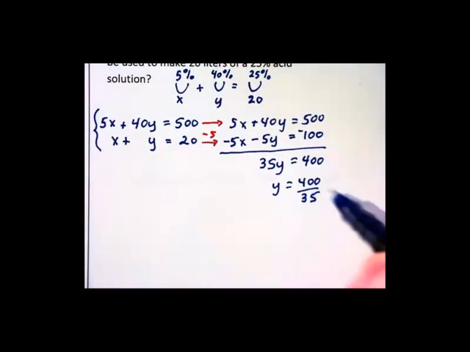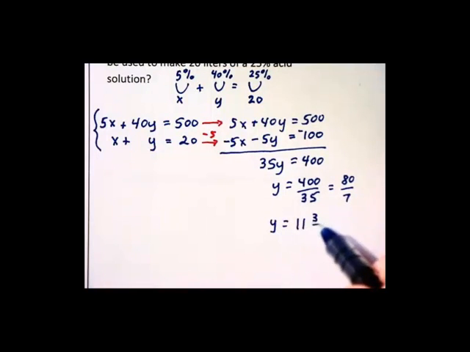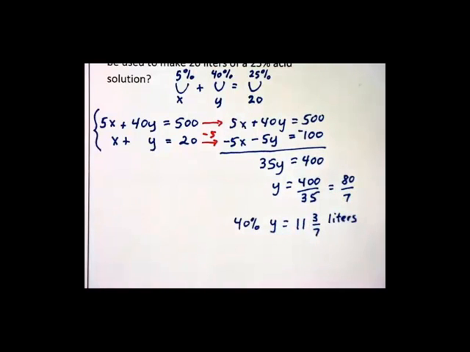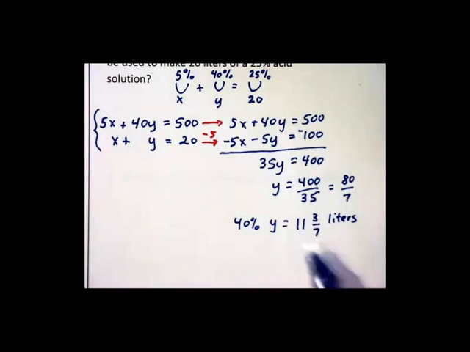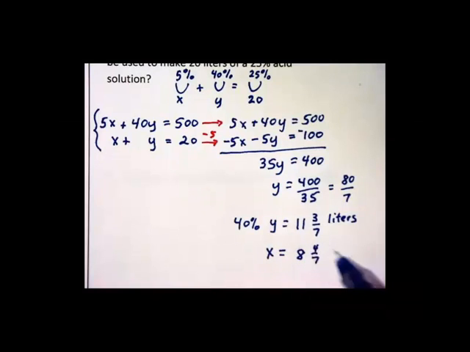And therefore y will equal 400 over 35, and the numerator and denominator are each divisible by 5, so we will get 80 over 7, and therefore y is 11 3/7 liters, and that is of the 40%. I'll actually label 40% right there. And since our two amounts add up to 20, we can subtract that 11 3/7 away from 20 and get 8 4/7 liters for the x, which is the 5% acid solution.